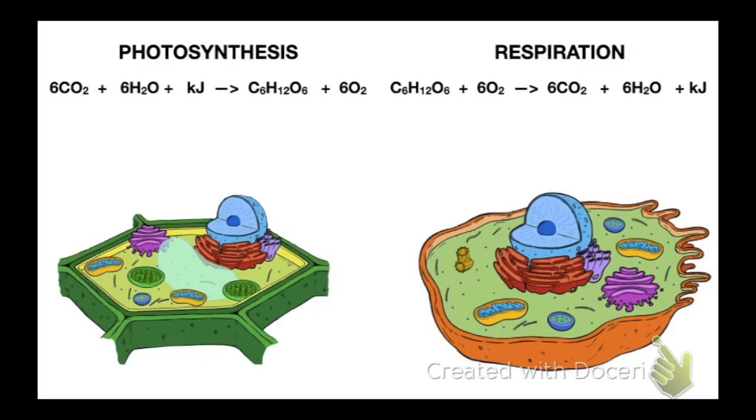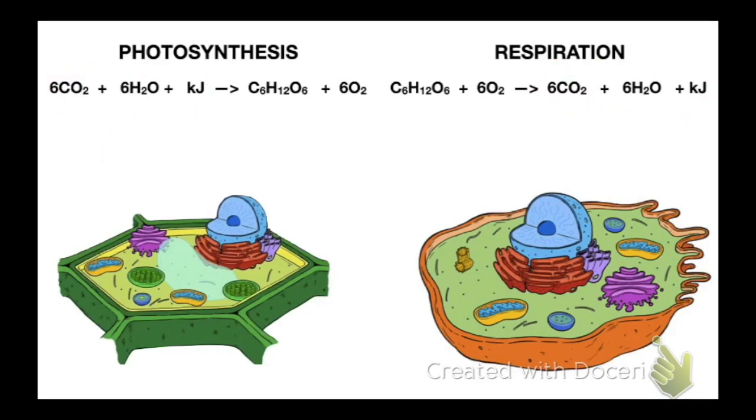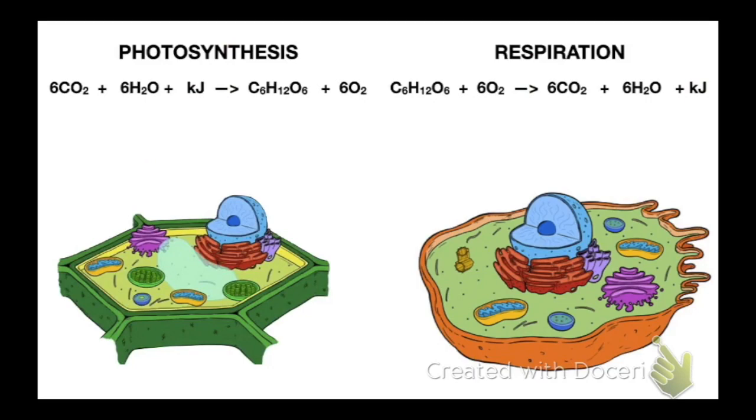So these reactions are the opposite. The main difference here is that the ones that are reactants here are products over here. Okay? And also something to notice, kilojoules are on that side, kilojoules are on that side, right? This is endo, this is exo. Okay, so let's watch the little animations I've got.